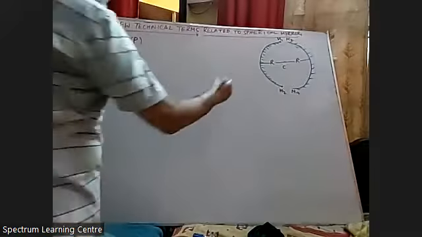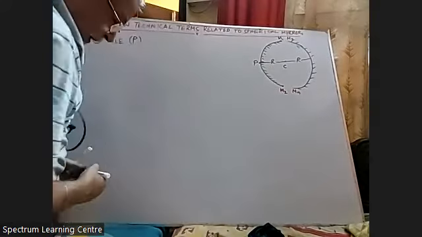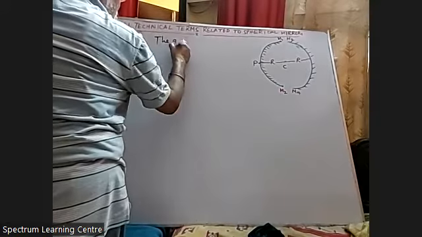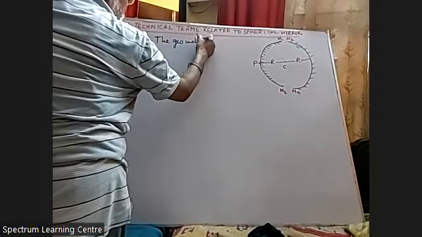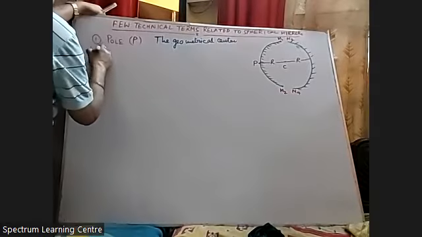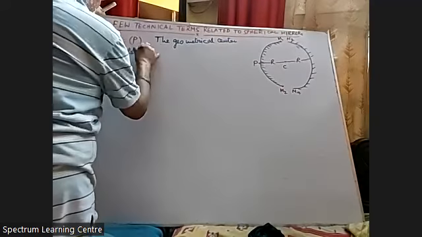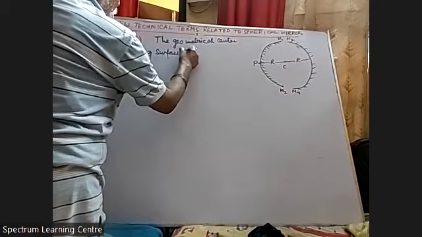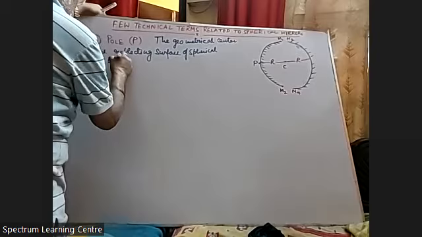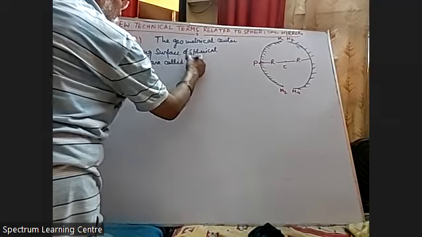Now, pole is nothing. Here is the pole. The geometrical center of the reflecting surface of spherical mirrors are called poles.